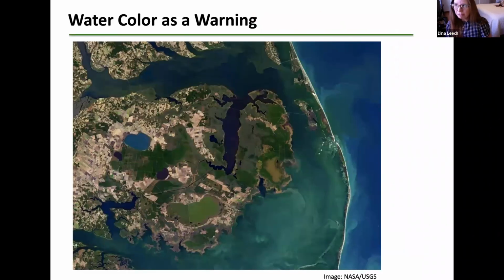So I hope what you've learned from this talk is that water color could be natural, the colors that we see, but if we start to look around the watershed and we notice more and more human activity, those changes in water could be a warning sign. And I love this image here.